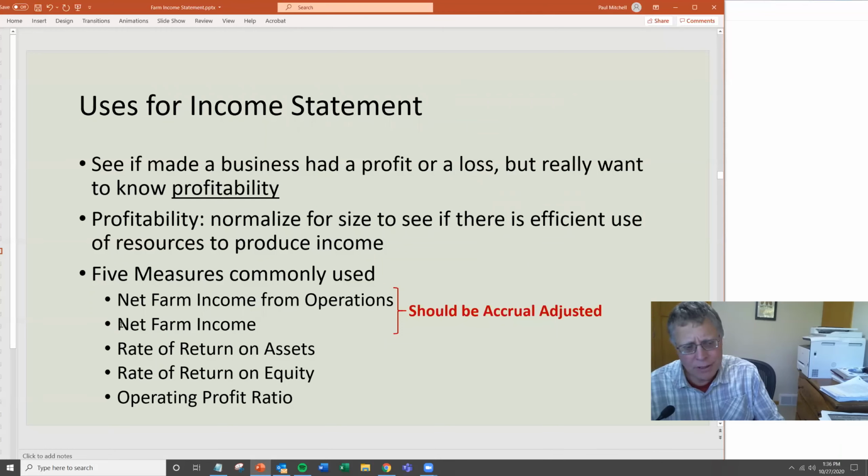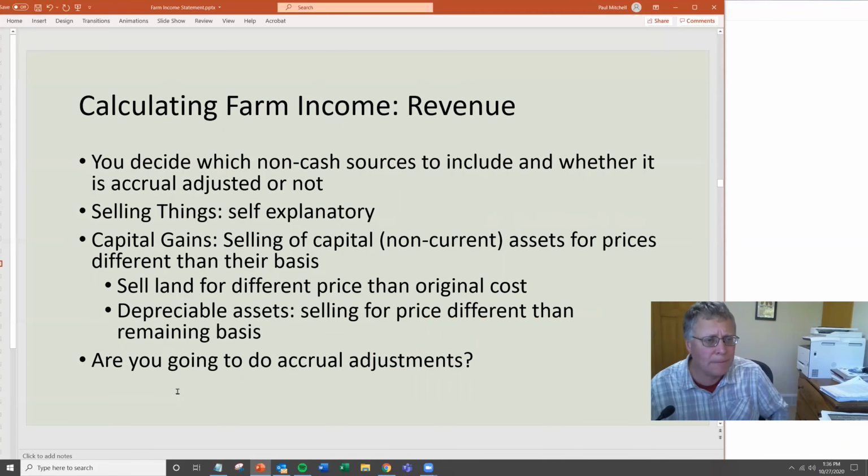So we've already kind of alluded to this. Net farm income from operations and net farm income. They probably should be accrual adjusted if you want to think about it, but you don't have to. Most people don't. They usually just use my net farm income in 2019 based on my 2019 taxes. And then we calculate these rates of return: rates of return on assets, rates of return on equity, and then an operating profit ratio or profit margin. We'll go through each of these measures and how to calculate them specifically.